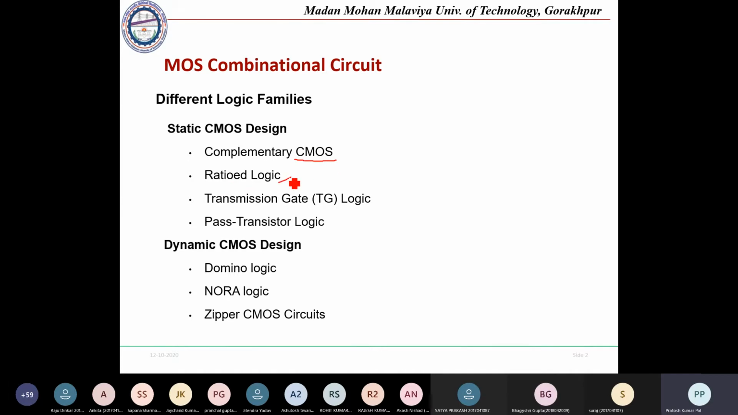In all the logic concepts we will be designing the basic gates like inverter, NOR gate and NAND gate. Basically we will be considering the NOR gate and NAND gate because these two are considered to be the universal gates. By using these NOR and NAND gates, we can design all other gates. So our main focus will be to design NOR and NAND logics only. These are different logic families like CMOS and ratioed logic, transmission gate, and pass transistors. By using these logic families, we will be dealing with the basic logic gates.